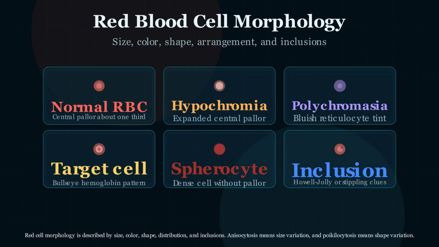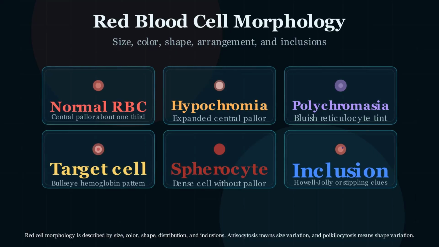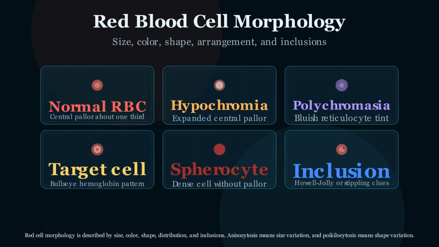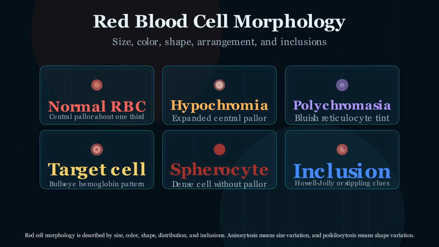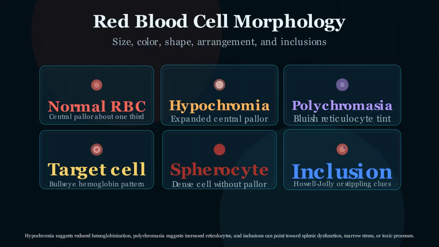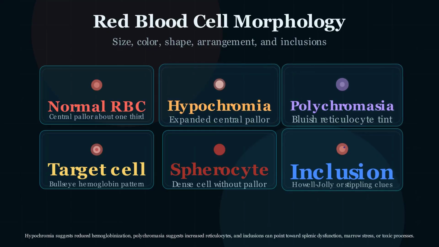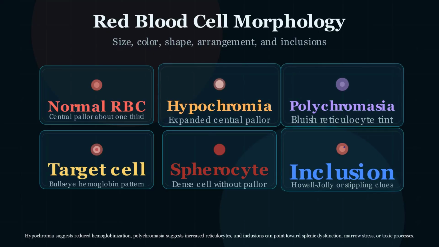Red cell morphology is described by size, color, shape, distribution, and inclusions. Anisocytosis means size variation, and poikilocytosis means shape variation. Hypochromia suggests reduced hemoglobinization, polychromasia suggests increased reticulocytes, and inclusions can point towards splenic dysfunction, marrow stress, or toxic processes.